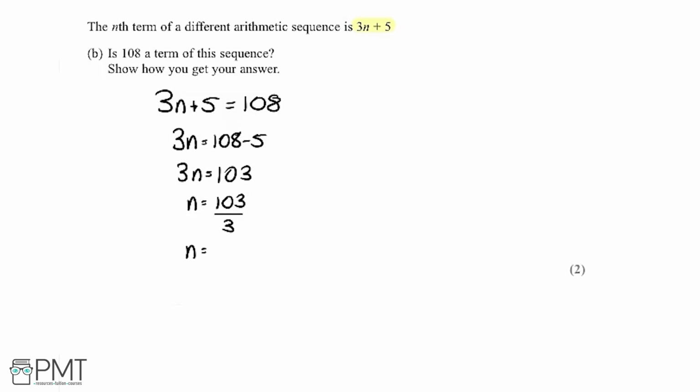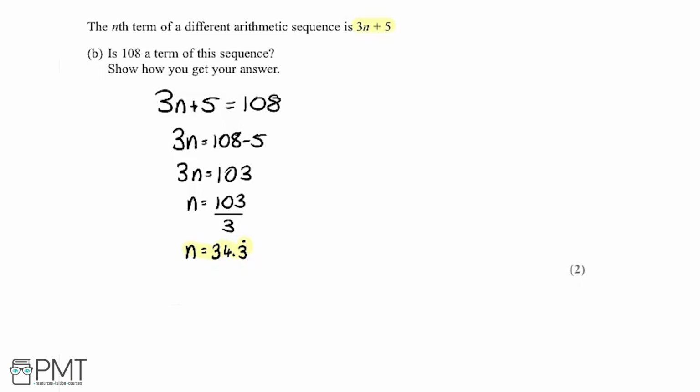And because this is a calculator paper, we can do that. If you just put it into the calculator, we find out that that is 34.3 recurring. Okay, so if we just have a think for a second, the way we get 108 as a term is if we sub n to be 34.3 recurring. So this shows that 108 isn't a term in the sequence. This is because we know n could only be 1, 2, 3, 4, 5, and so on and so on. We can't have any decimal numbers like this, for example, because you can't be in between two terms.